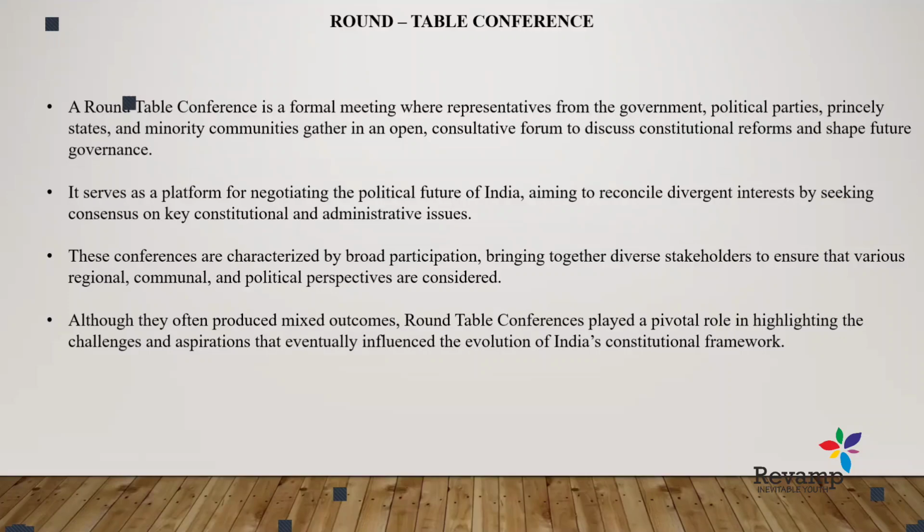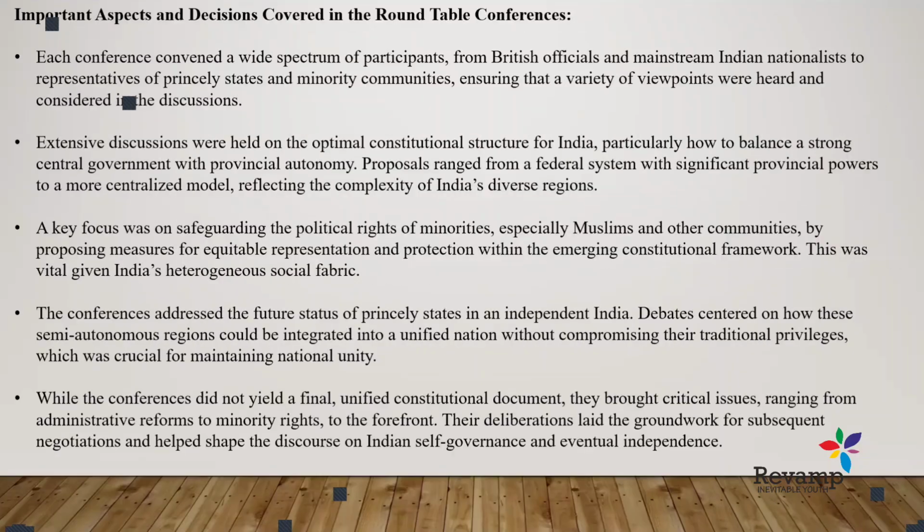So there were a total of 3 roundtable conferences which happened. Among these 3 roundtable conferences, there were many aspirations and mixed outcomes as well. So what are the important aspects and decisions covered in the roundtable conference? Extensive discussions were held on the optimal constitutional structure for India, particularly how to balance a strong central governance and provincial autonomy. The main thing they argued was to create a constitutional framework in which there should be a strong central government and provincial autonomy should also be granted.